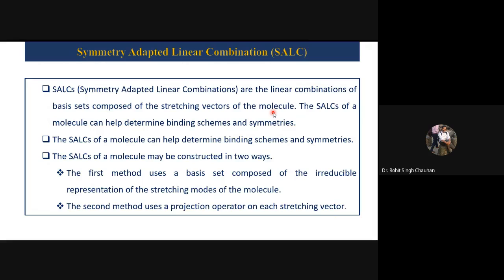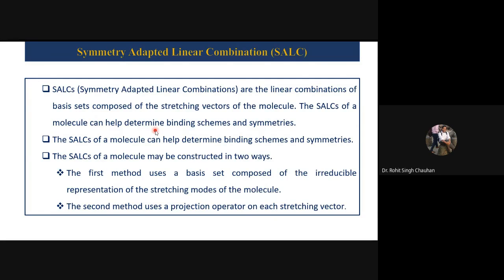If you make the vector components of them and add bond length with bond length, bond angle with bond angle, then you will generate some sets, right? So if you make them in a linear combination, it will give you the SALC. For what purpose is it required? SALC is helpful for determining the bonding scheme and symmetry.